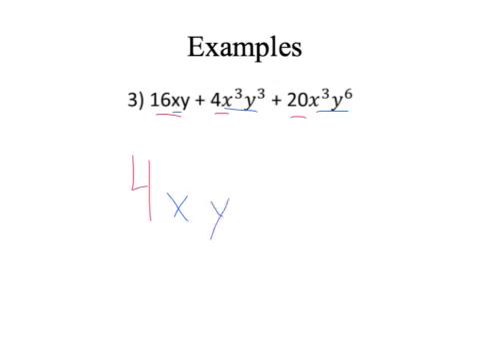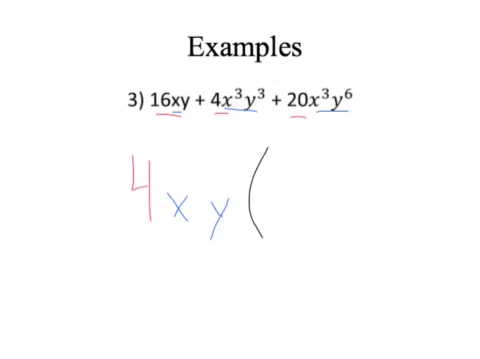So now I need to look at my exponents. My exponents for x would be 1, 3, and 3. So therefore my smallest exponent is just 1, so I can only take out one x. So look at my y's, my exponents would be 1, 3, and 6. So once again, my smallest exponent is just 1 for y. So that's all I can take out for the variables. So now divide each term by that.